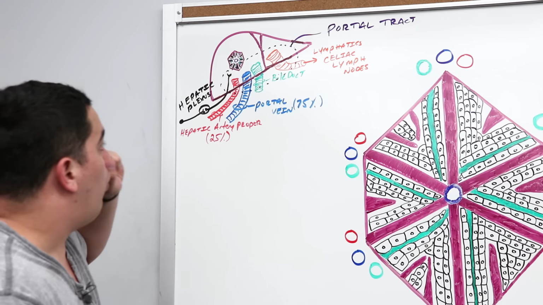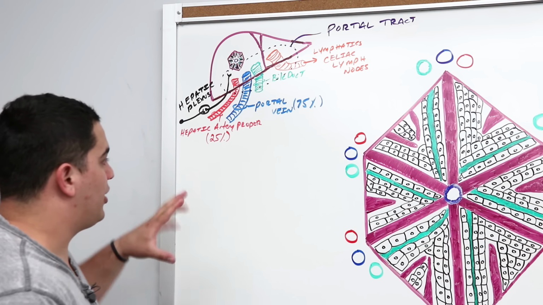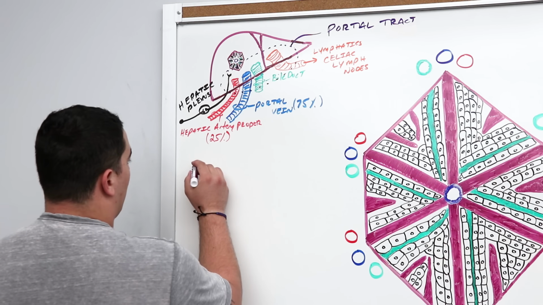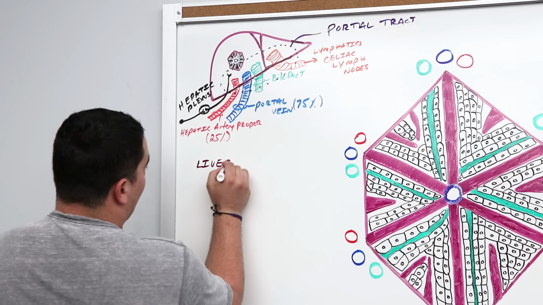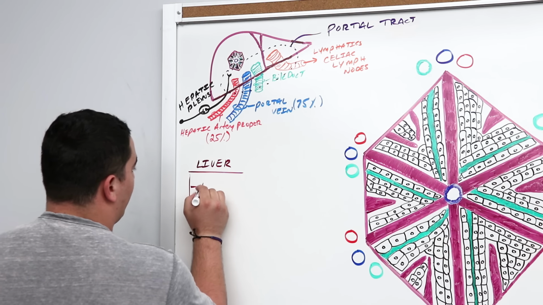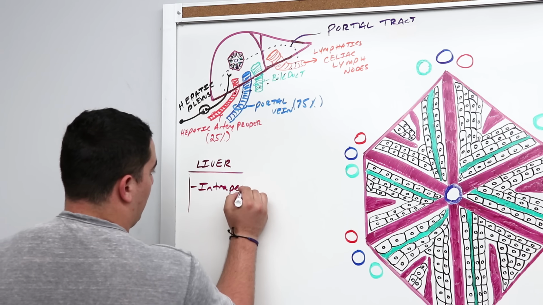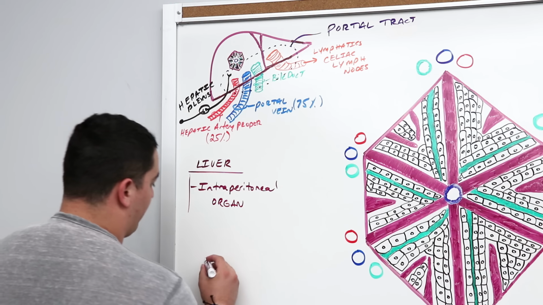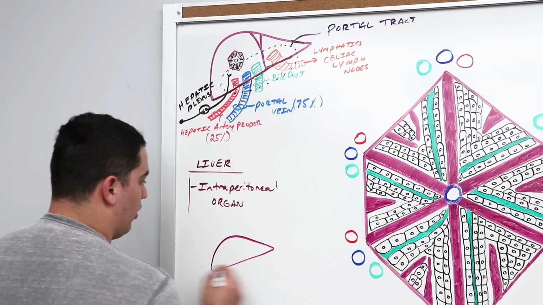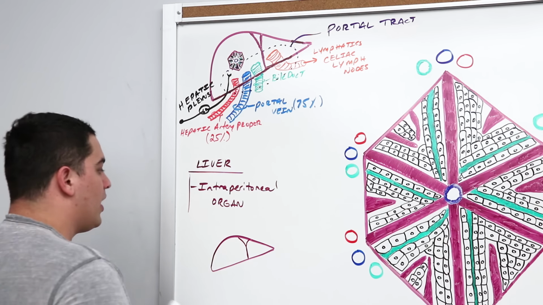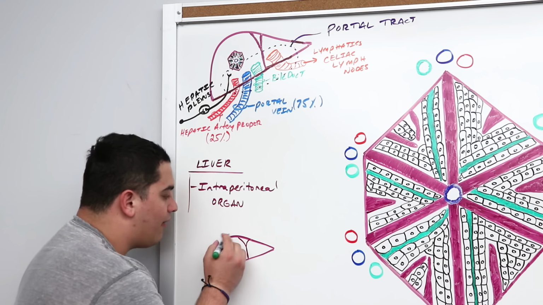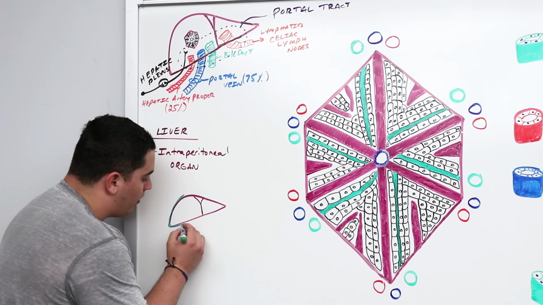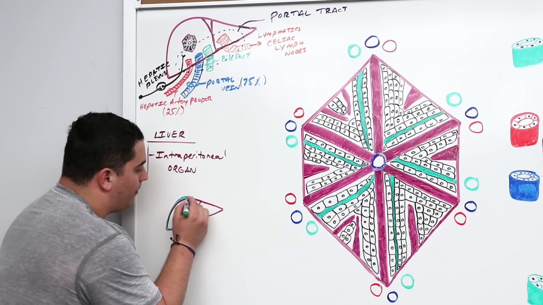Okay, now one more thing that I want to talk about very quickly before I keep going: if you remember, we talked about this in the development video, the liver is what's called intraperitoneal. It's an intraperitoneal organ. What does that mean? That means that if you look at the liver, let's say here's the liver, and here's your falciform ligament right there, it has a tissue that's covering its surface for the most part. And we call it the visceral peritoneum.